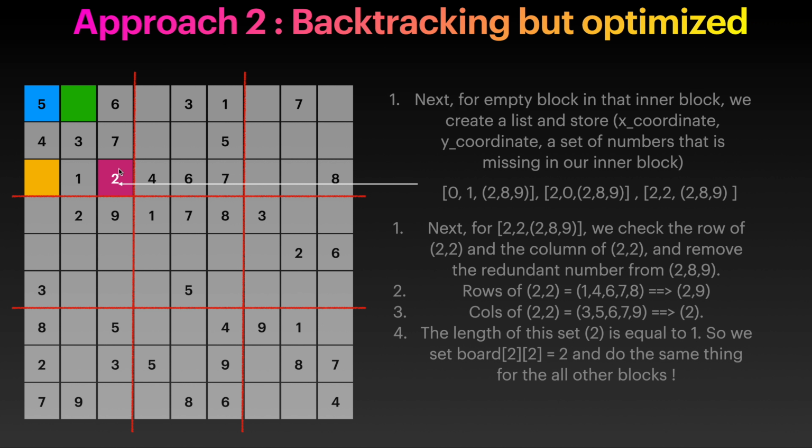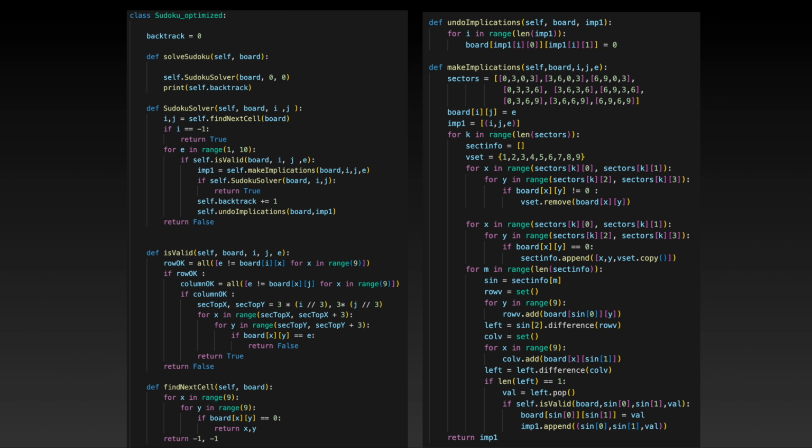and we do the same thing for all these remaining blocks, right? And this is a lot faster than trying all numbers without making this educated guess. So that's 2 here, and here is the code for that problem.